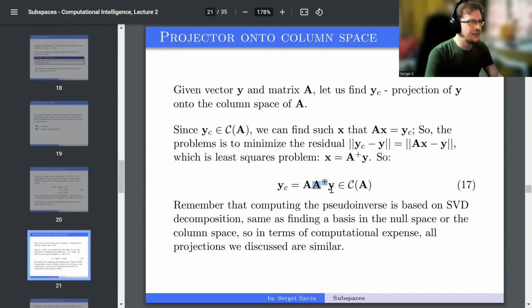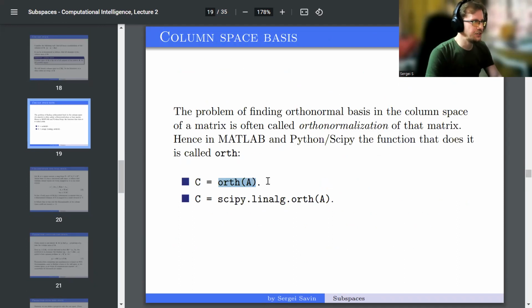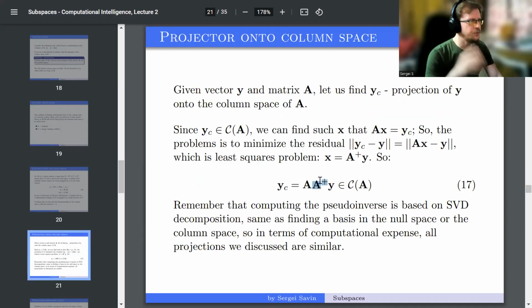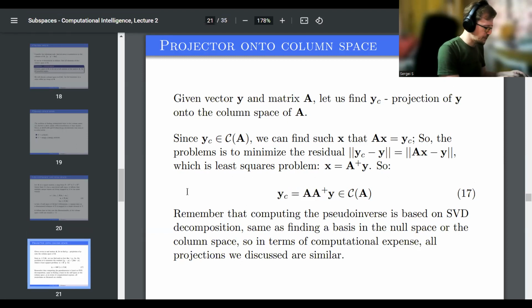Remember that this pseudo inverse is in practice computed based on SVD decomposition. And this one here is also calling SVD in practice. So in terms of computational cost, this operation is roughly equivalent to this operation. I mean, it depends a little bit on what's going on there. This might be more costly because it has matrix multiplications additionally, and those can be quite large. But ultimately, this is similar in terms of computational cost to the previous one. So finding projection this way is not going to be much worse than, for example, finding the same projection this way.